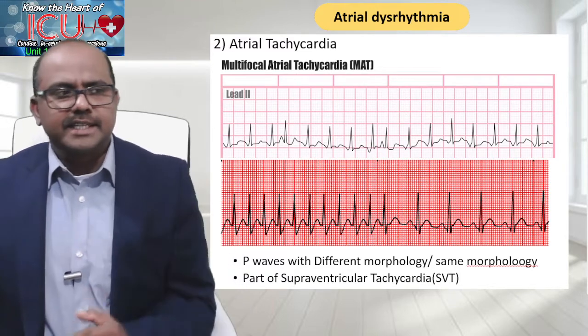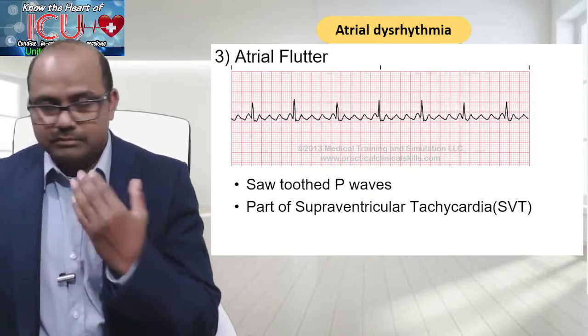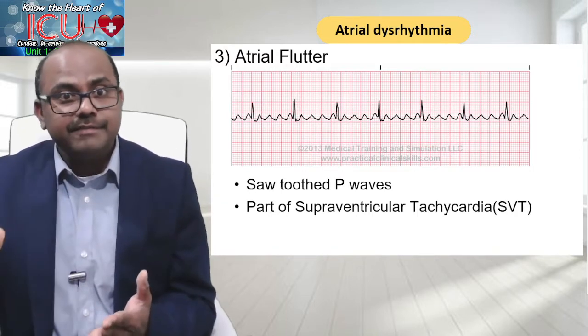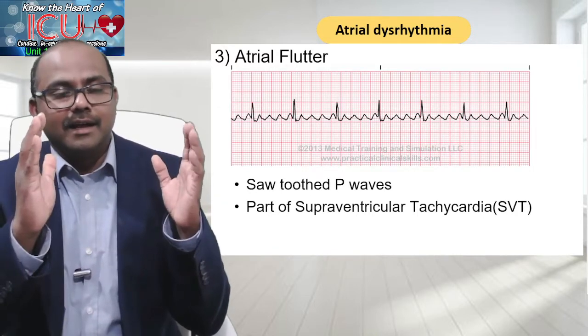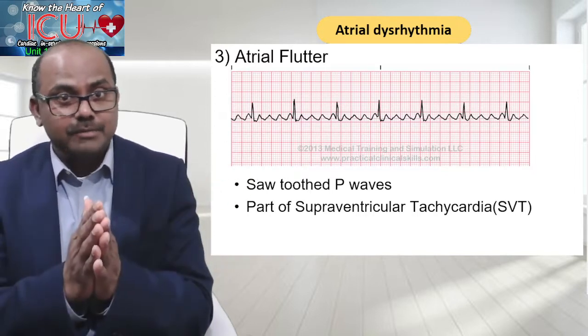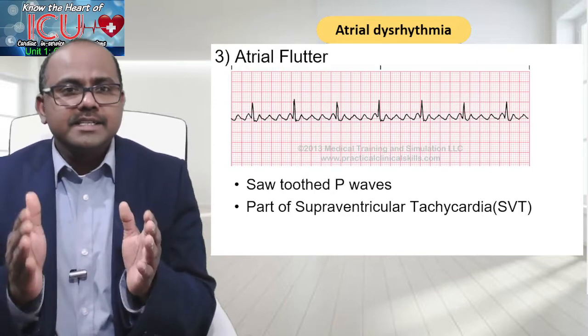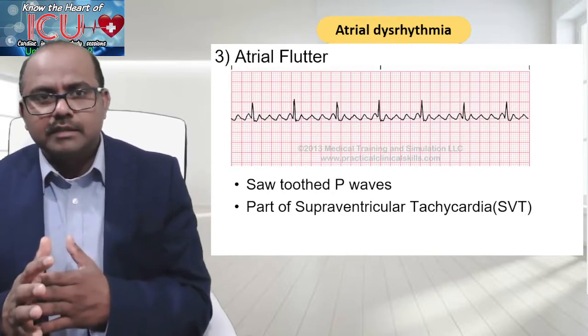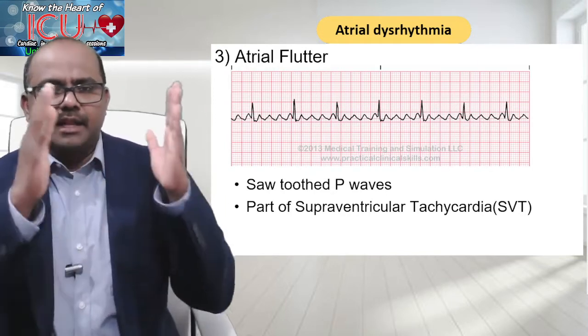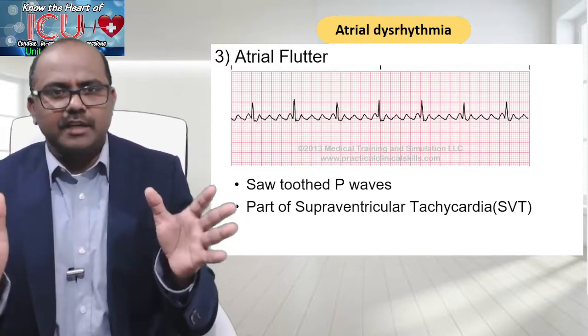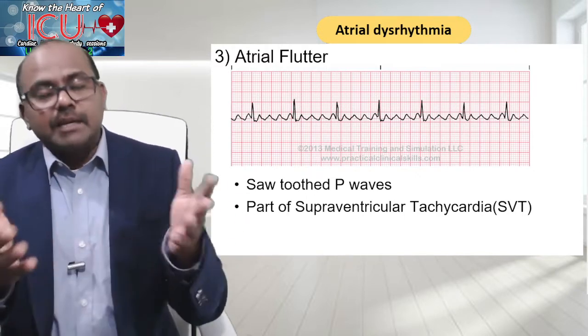That's your atrial tachycardia. And the third atrial dysrhythmia, you know that, is atrial flutter. Sawtooth P waves. That's a classical sign everyone knows from the ICU. And it can be fixed and regular, that means after every 3 P waves, a QRS complex. It's fixed and regular, 3:1. Or it can be 2:1.